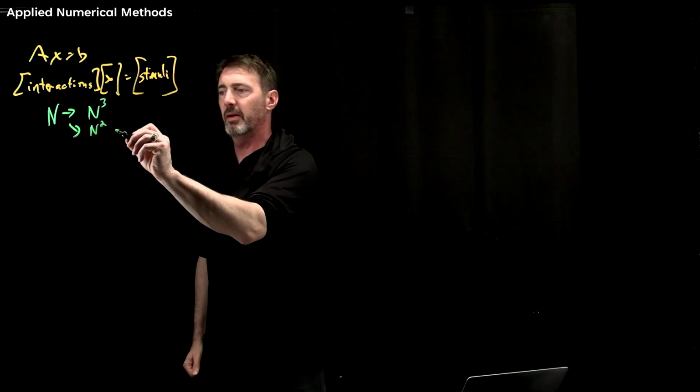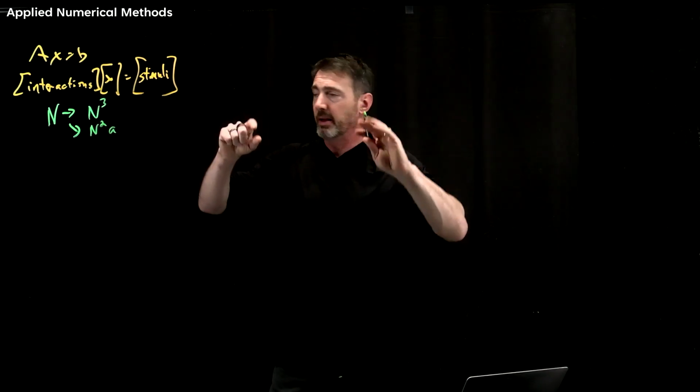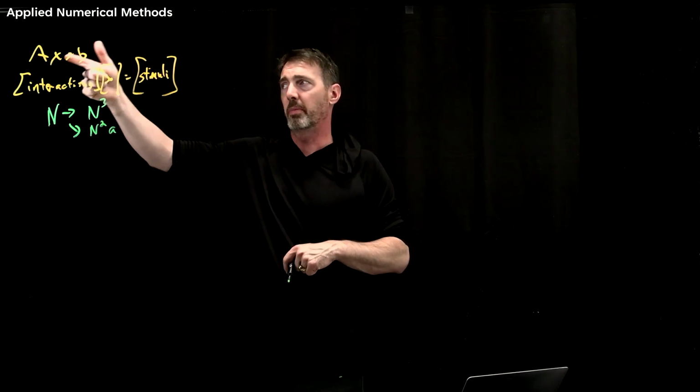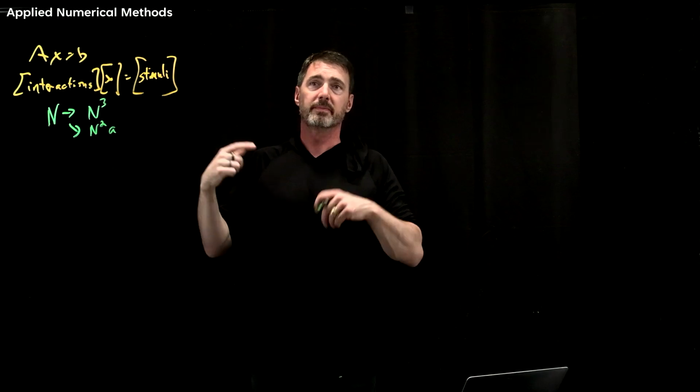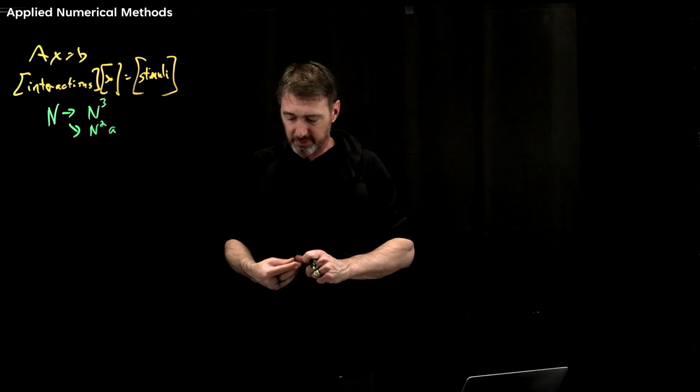Times some number a. I'll just say a number, and a can vary. The number of n squared operations has a lot to do with the properties of the matrix. There's a little bit of the condition number that we were talking about before. So I'm going to get into some of this today.